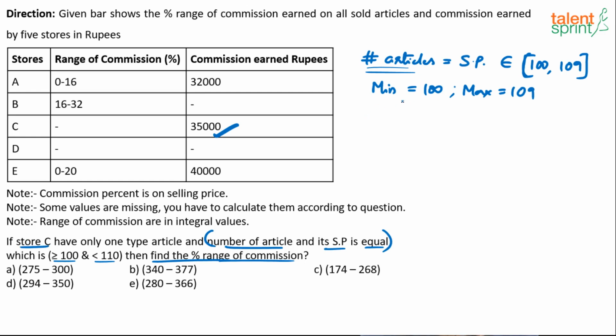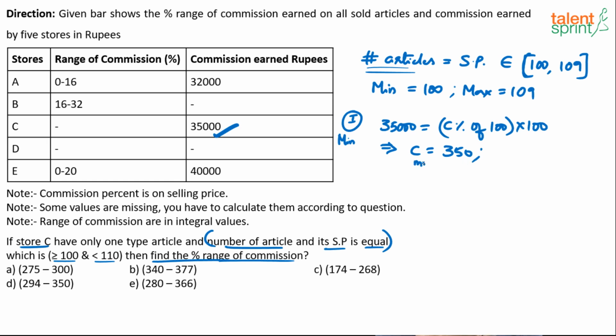So in case of minimum, what happens? Case 1, let's say, which is the minimum case: the total commission earned is 35,000. Now balance this with what we have got. You have got 100 articles and the price of each article is the same, 100 rupees. So 35,000 should be equal to some percentage. Let's say the commission is C percent. C percent of 100 multiplied by 100. Simplify this to get the answer. Of course C percent of 100 is C itself, so C into 100. So what will C come out to be? C comes out to be 350. C minimum, I can say.